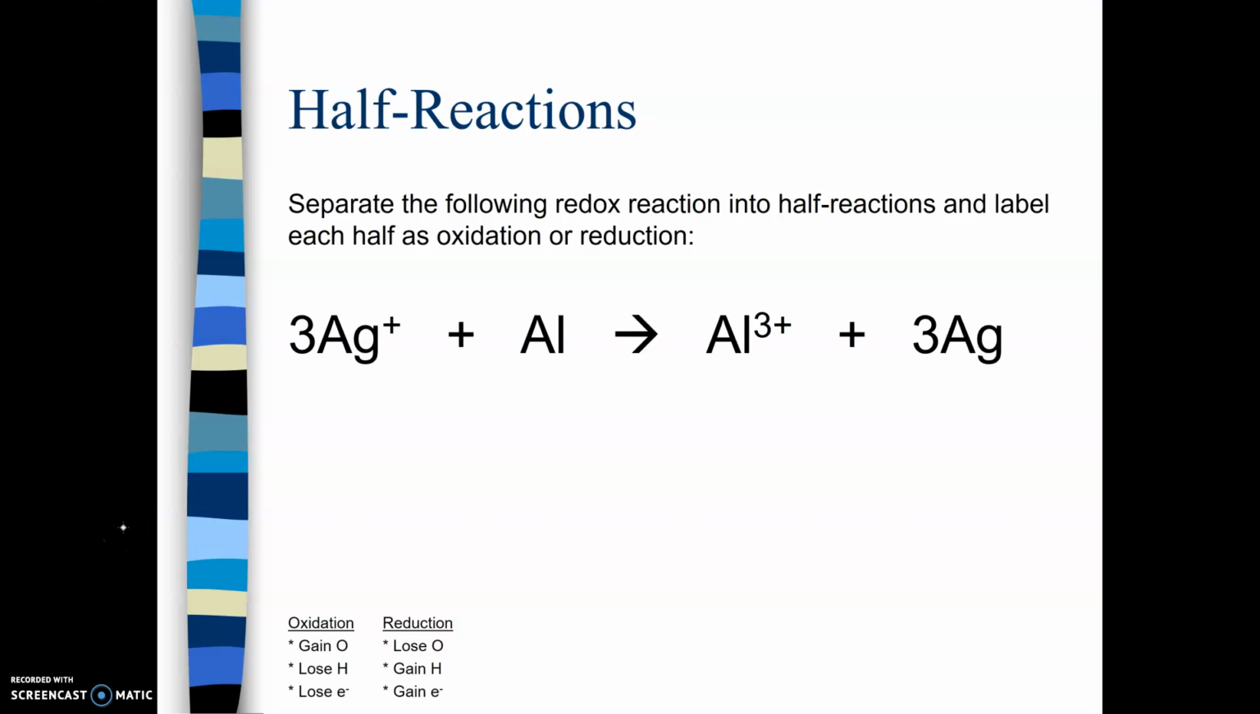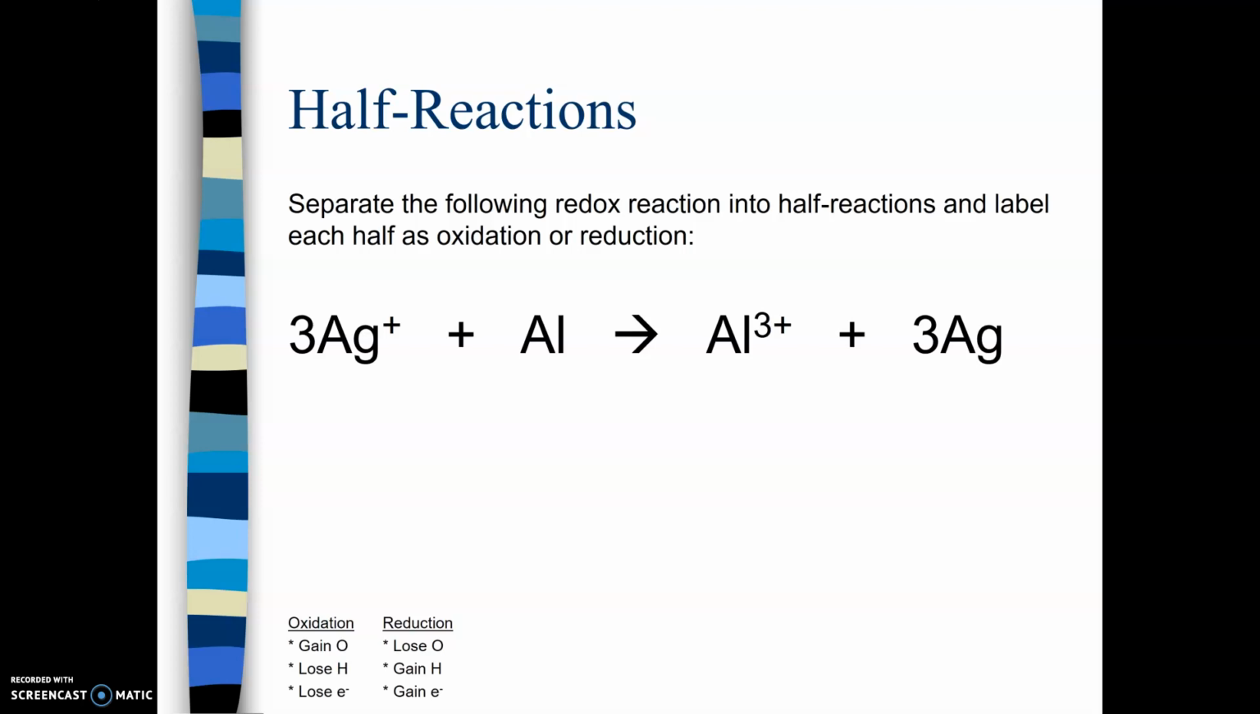Half reactions. When we're doing problems with half reactions, there are two common types. One is that you take two half reactions and combine them into one, which we will be doing tomorrow. Another one is taking a reaction and splitting it into half reactions, which is what we're doing today. And by the way, this goes with question number 25 in your book assignment, just so you are aware.